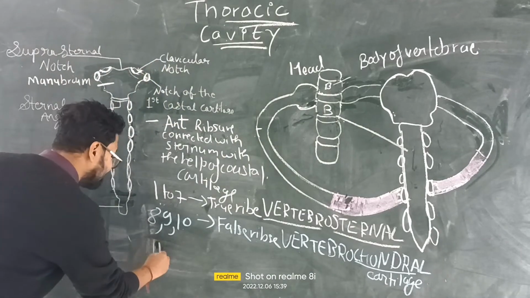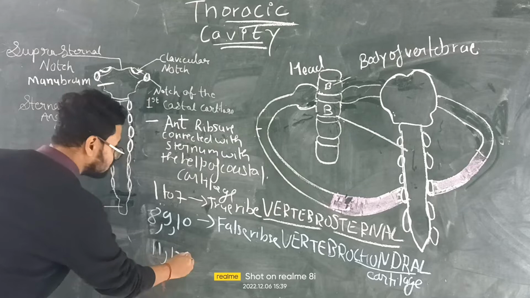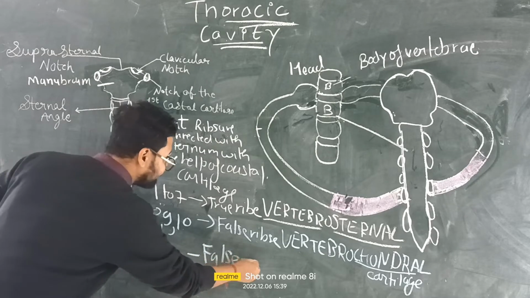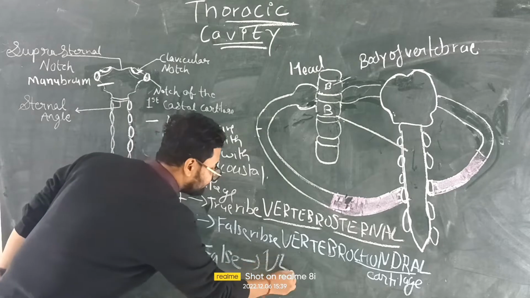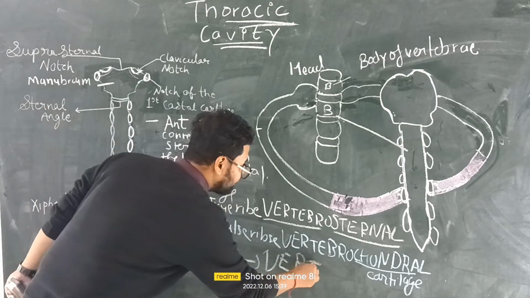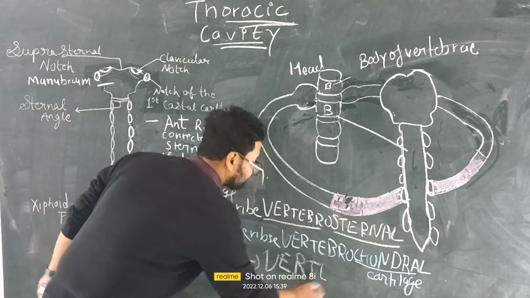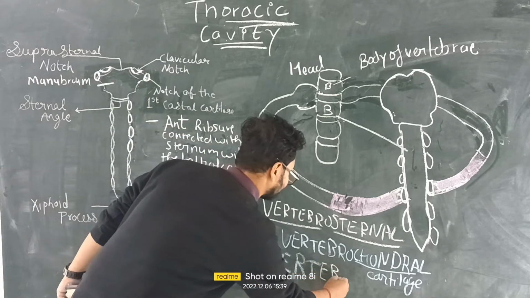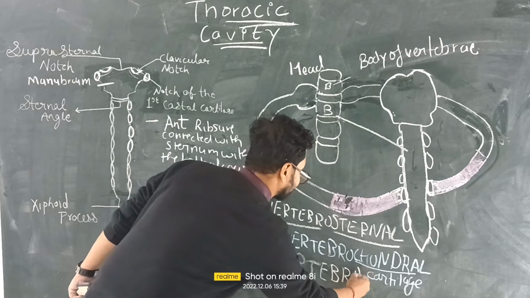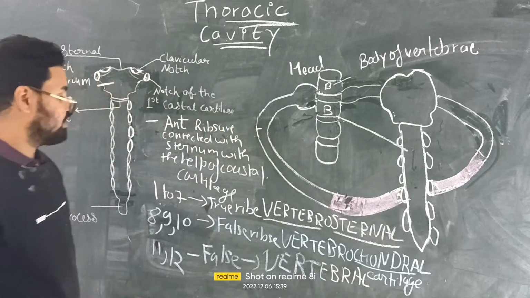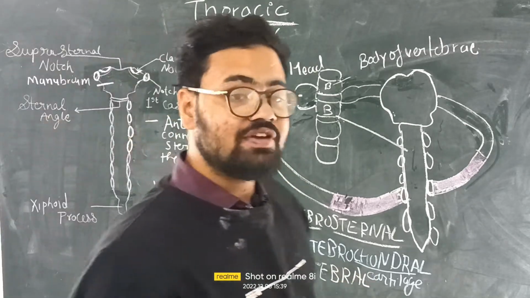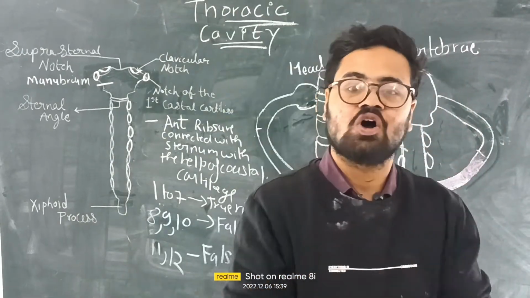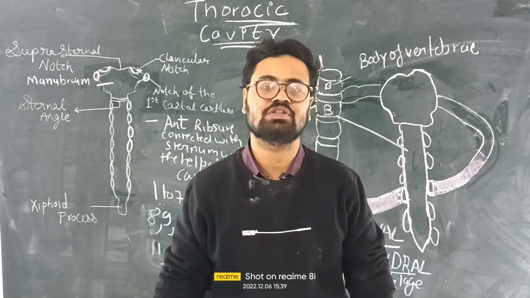We know that the 11th and 12th are also false ribs, but they will be called vertebral ribs. So we classified them on the basis of the articulation of the vertebra with the sternum.